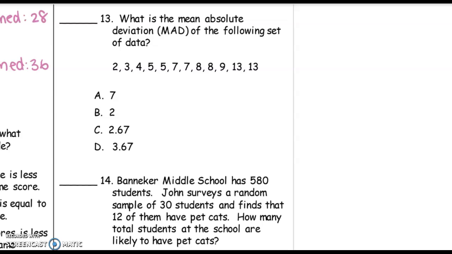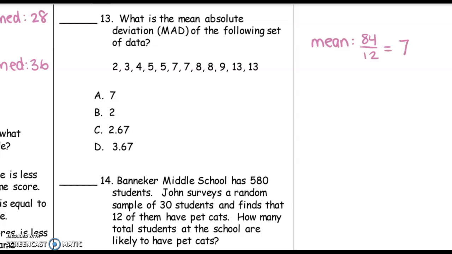So I'm going to start by finding the mean. So I'm going to add these all up and divide by the total numbers that I have. 2 plus 3 plus 4 plus 2 5s, 2 7s, 2 8s, a 9, and 2 13s. And that gives me 84, and I'm dividing by the total number I have. So 1, 2, 3, 4, 5, 6, 7, 8, 9, 10, 11, 12. So divide that by 12, and I get 7.